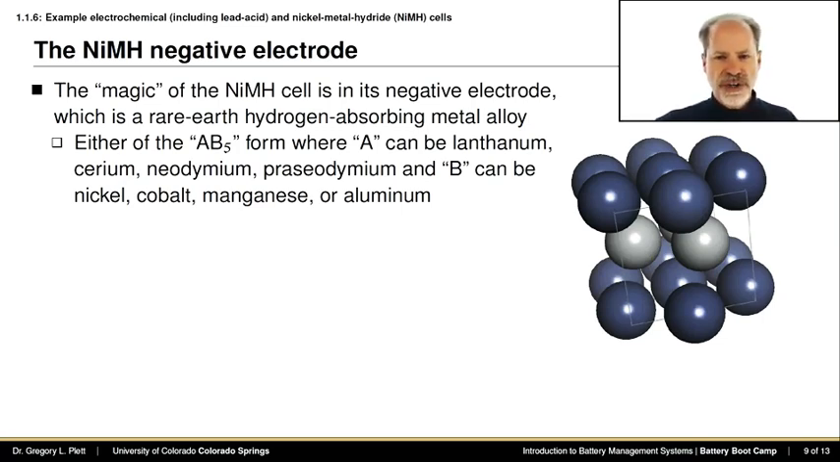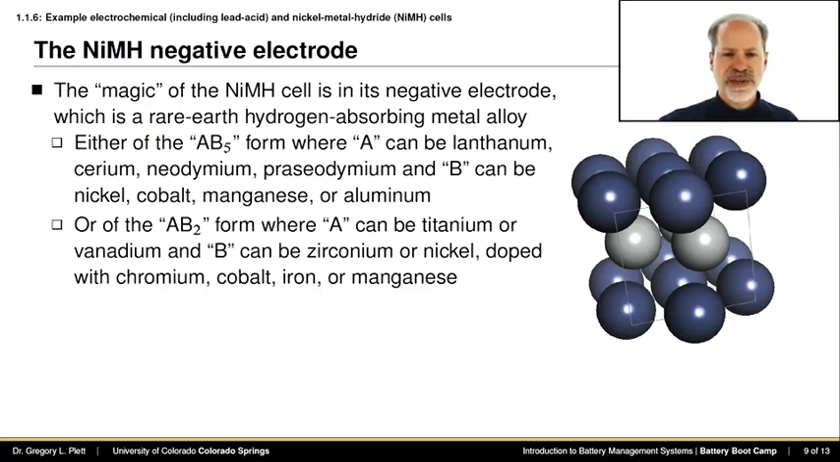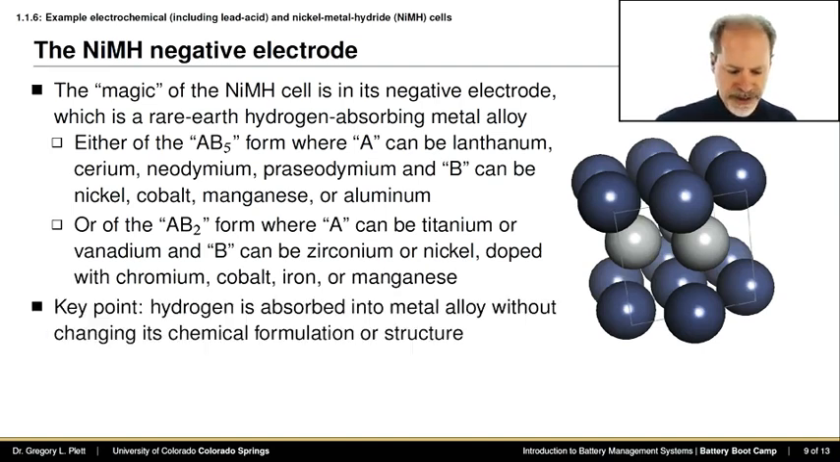Or the structure in some cases has an AB2 form where A can be titanium or vanadium and B can be zirconium or nickel doped with chromium or cobalt or iron or manganese. These details are not at all the focus of the course, but it's interesting to think about how the electrode structure is built. The key point is that hydrogen is absorbed into this metal alloy without changing its chemical formulation in any way, and more importantly, without changing its physical structure. And the picture on the right shows an example of what I mean.